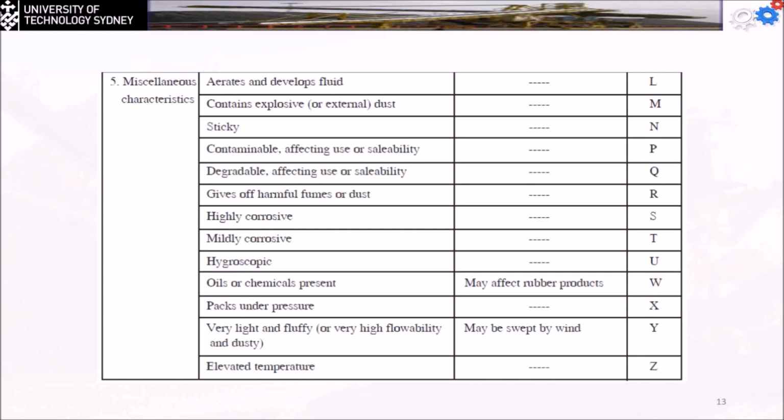Did anyone check the computer? Yeah, because I'm worried about the recording cutting out from time to time. I have to check the computer. Okay, so going to the actual material properties chart.